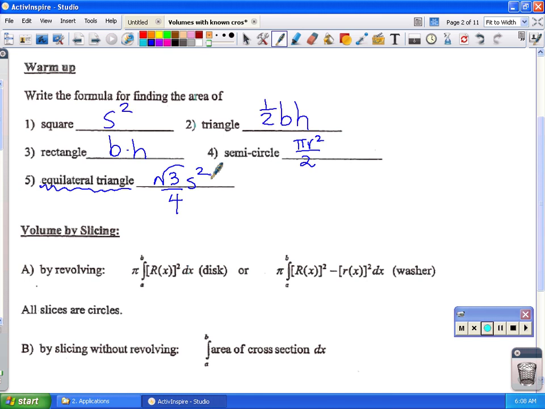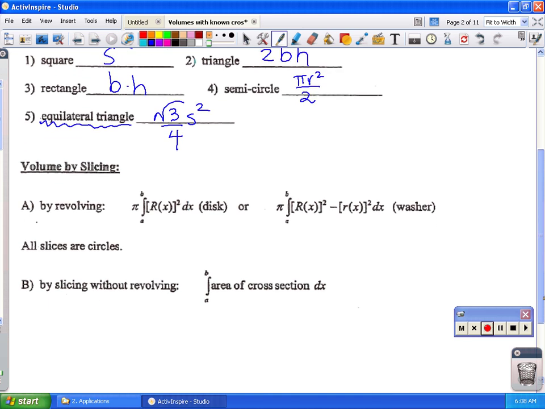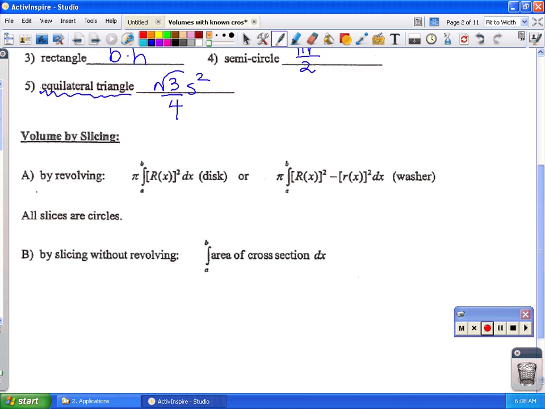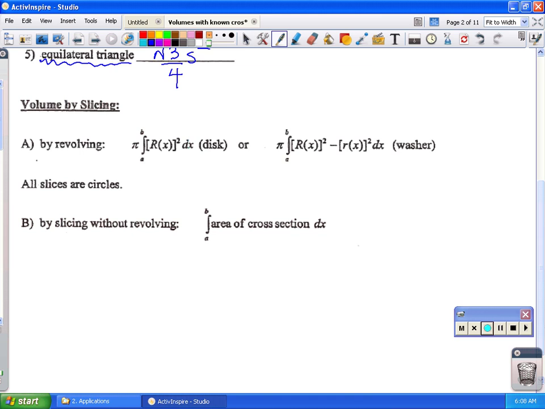You'll see in just a few moments why we're going to need those formulas. Now let's talk about where we've been, and then we'll talk about where we're going. We are going to find volume by slicing, as I indicated in the objective. What we've done so far is find volume by revolving. Keep in mind that when you revolve, you're always going to make circles. Every time we found the volume by revolving, and we just had a test on this, we either had a solid object or an object with a hole in it.